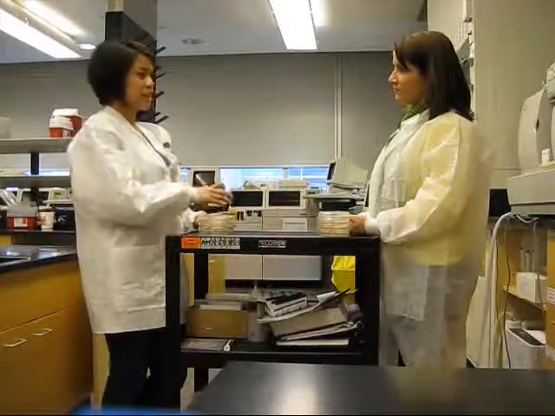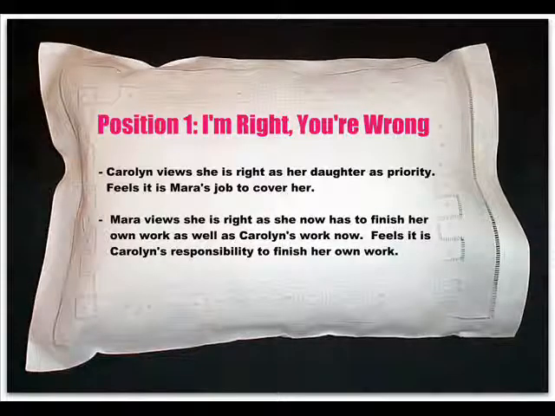She's feeling really sick. In this example, Carolyn feels she is right as she makes her daughter priority and feels it's Mara's job to cover her. Mara views she is right because she now has to finish her own work as well as Carolyn's and does not feel that this is fair.